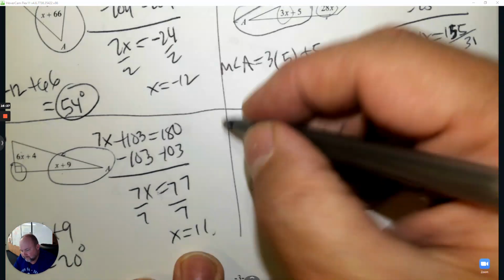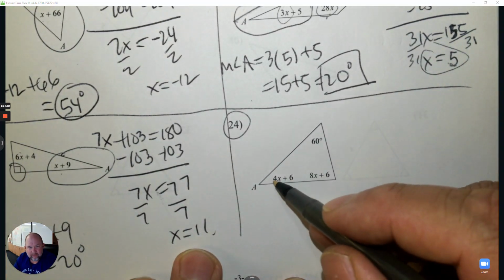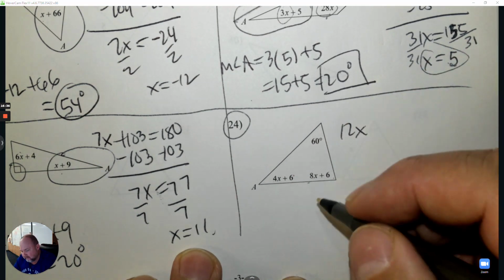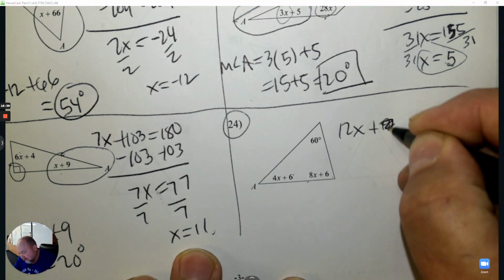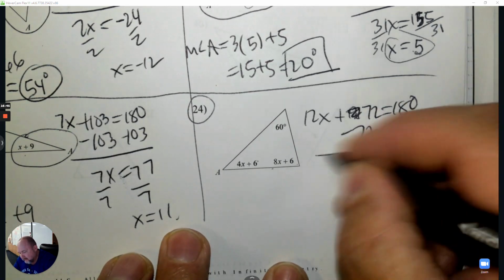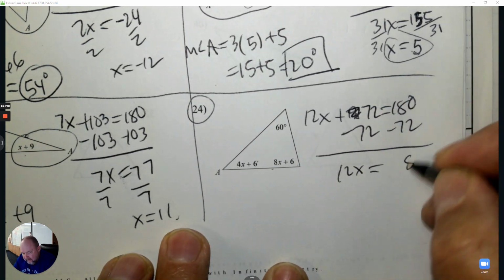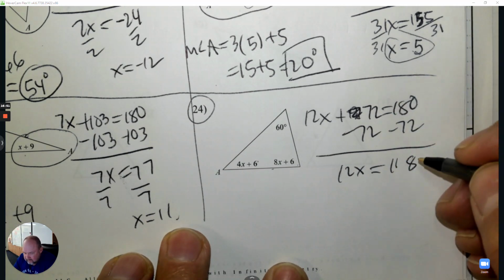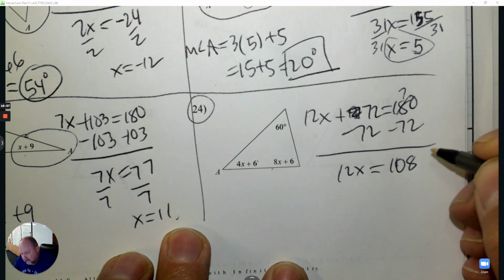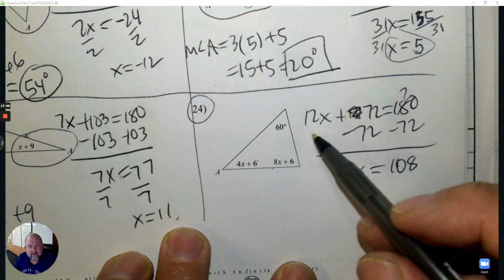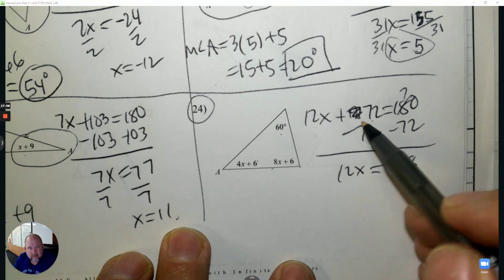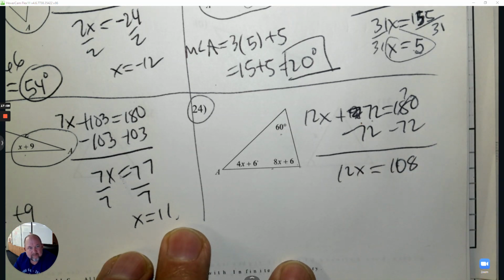All right, 24. Add these up. So I have 4 and 8. That's 12x. I have 60 plus 6 plus 6. That's 60 plus 12. Oops, that's 72. So if you add it all up, it adds up to 180. Subtract 72 from both sides. Is it 108? I feel like I did something wrong. 60 and 12 is 72. 4 and 8 is 12. 180 take away 72. Did that right.